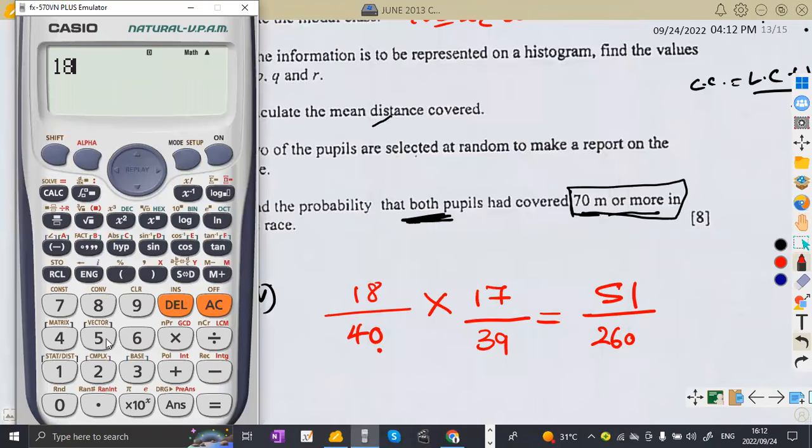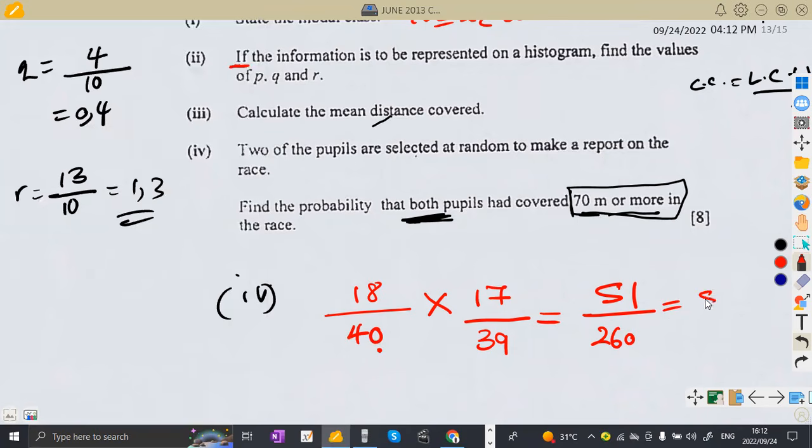Okay, so it's going to be 18 over 40 here, multiplied by 17 over 39, like this. So it's going to be 51 over 260. Okay, we already have the answer. Sorry, I just wanted to confirm. So which means our answer is fine, 51 over 260. All right, so that's how you simply work out these questions.